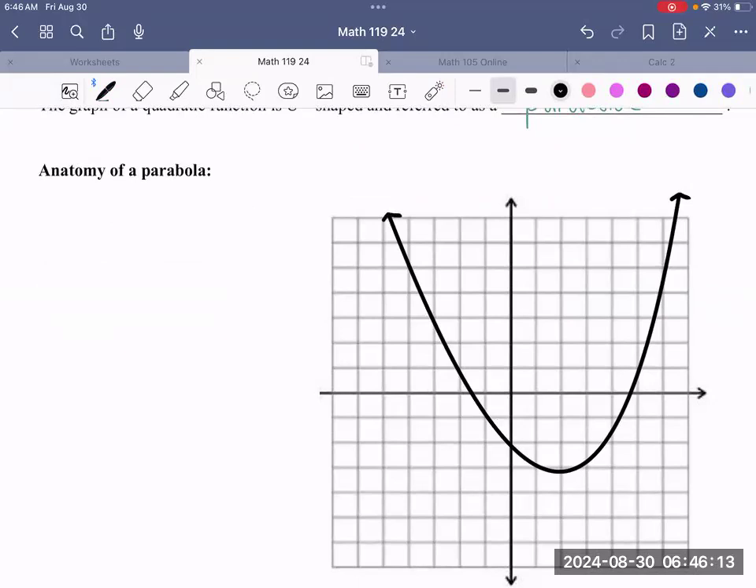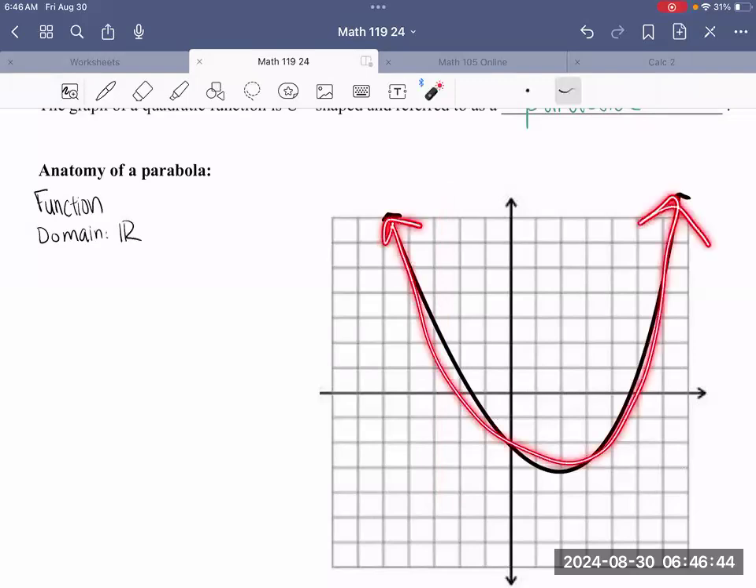Now what I would like you to do is pause the video and see if you can pick out the important key features of your graph. I've had students give me lots of different responses here. Some have told me this is a function, which it is, by using the vertical line test. Others have given me the domain, being all real numbers. You'll notice there are no gaps or anything to take into account.